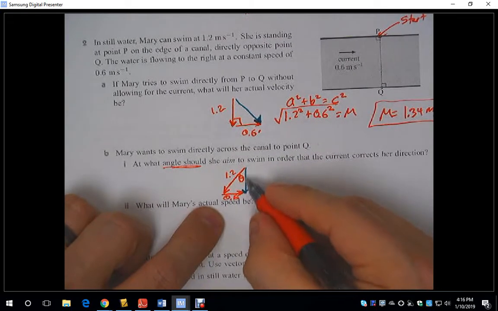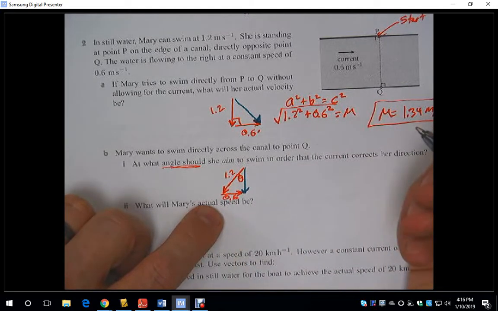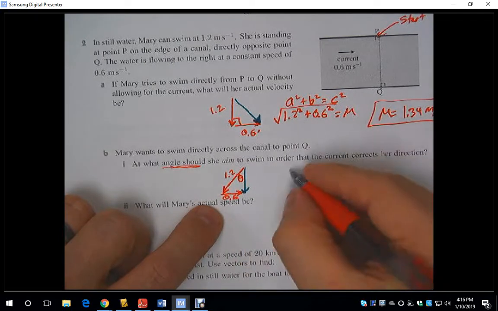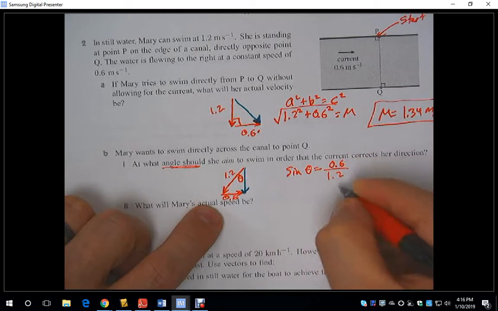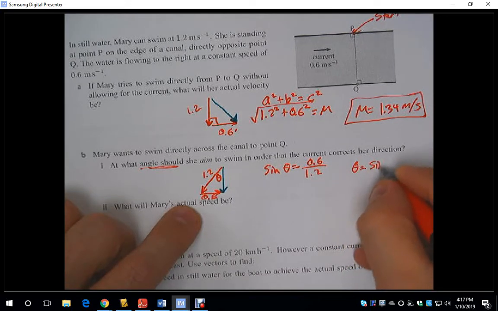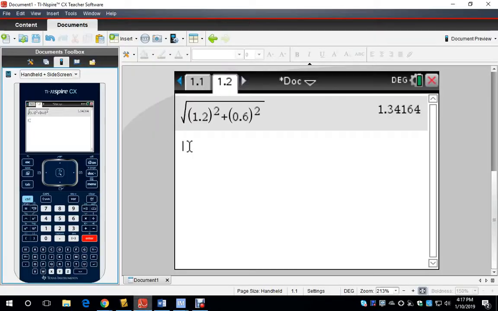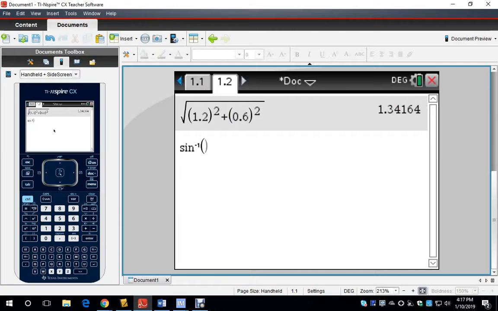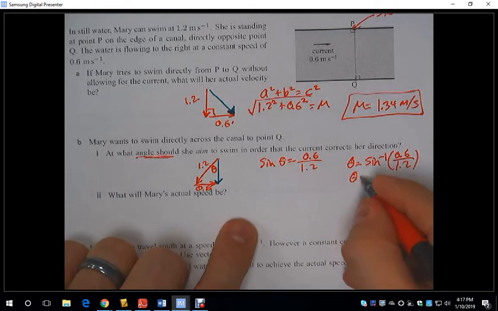Well, if I want to know what theta is, and this is another right triangle, then I can just use my trigonometric ratios. Opposite over hypotenuse, that's sine. So I have sine theta equals 0.6 over 1.2. To get theta by itself, I take the inverse of sine, so theta equals the inverse of sine of 0.6 over 1.2. We'll just throw that into our calculator. So I have the inverse of sine of 0.6 divided by 1.2 to get 30 degrees. So my theta is 30 degrees.